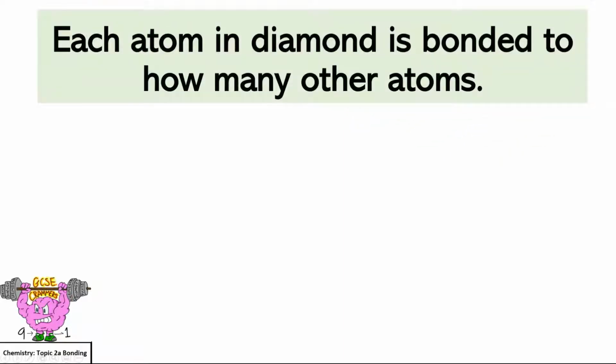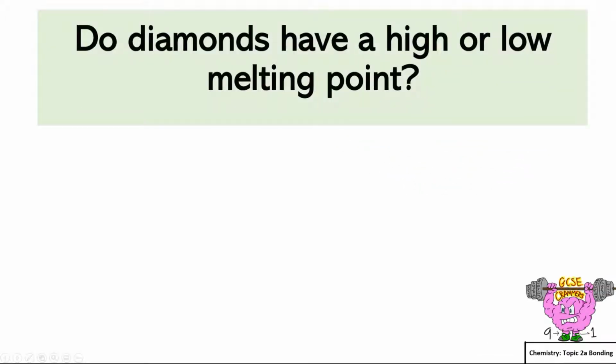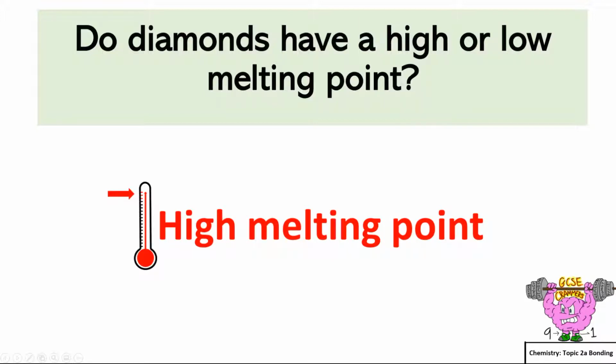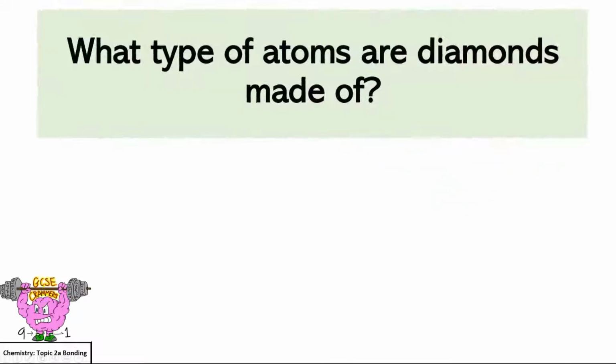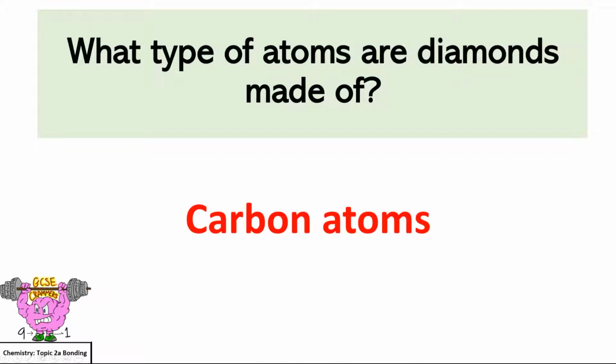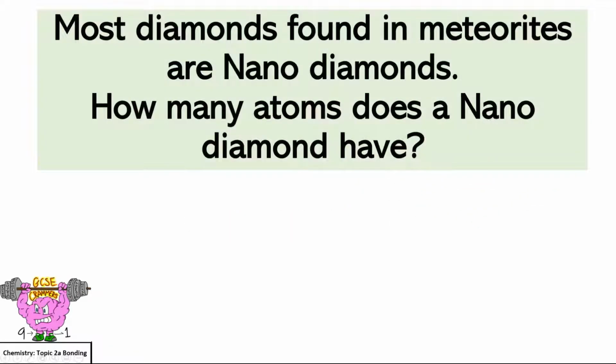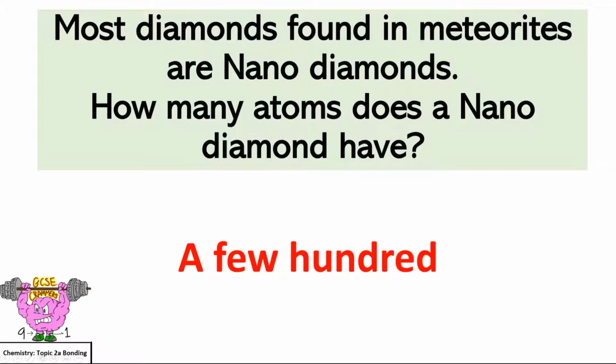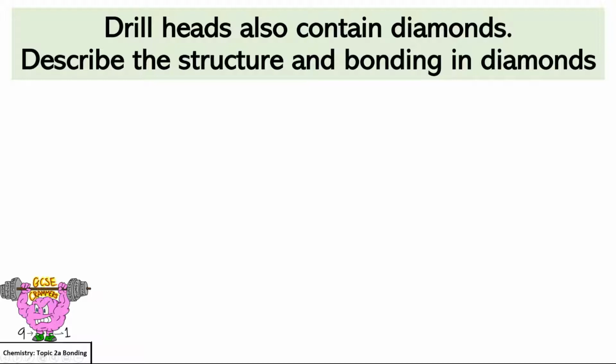Each atom in diamond is bonded to how many other atoms? 4. Do diamonds have a high or a low melting point? A high melting point. What type of atoms are diamonds made of? Carbon atoms. Most diamonds found in meteorites are nanodiamonds. How many atoms does a nanodiamond have? A few hundred. Drill heads also contain diamonds.